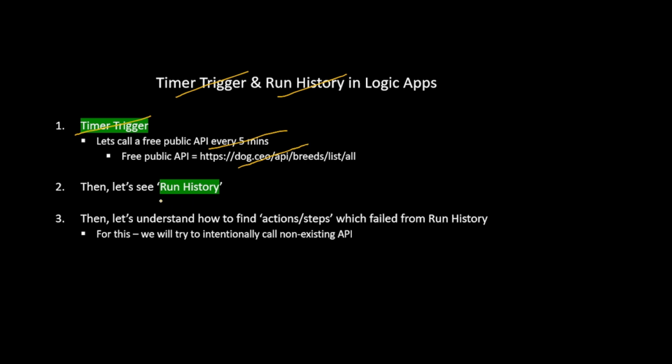Then we will check run history, and guys, this is really a cool feature. And finally, let's say our workflow has failed. So from run history, we will understand how we can find the actions or steps which failed. And for this, we will intentionally call a non-existing API.